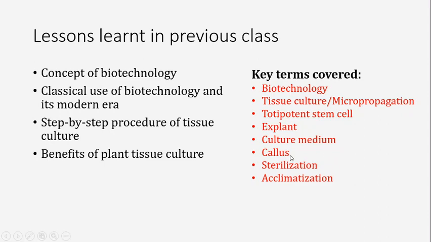Culture medium is the artificial jelly-like substance used for the plant tissue culture process that provides nutrients and growth hormones. Callus is the undifferentiated cell mass produced from the explant in the culture medium. Sterilization is the process of killing bacteria and fungus present in the culture medium and on the explant surface. And acclimatization is the process of adapting a tissue culture grown plantlet to the natural environment.